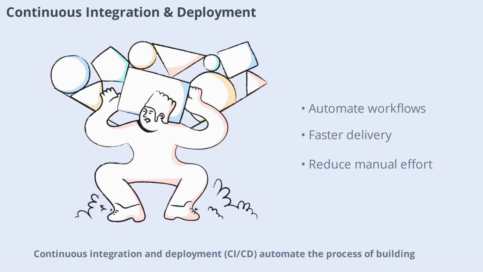Continuous integration and deployment, CI/CD, automate the process of building, testing, and releasing machine learning models. With CI/CD, every change to code or data triggers automated workflows that validate and deploy updates. This reduces manual effort, speeds up delivery, and ensures that models are always up to date.